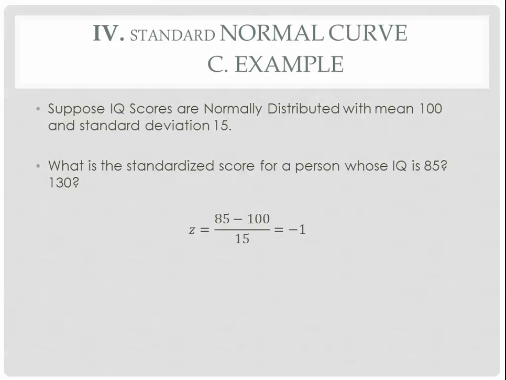We'll do 85 first. We just plug into the formula. And when we do all this arithmetic, we'll end up with a z-score of -1. It's one standard deviation below the mean. We'll do the same thing for 130. We plug it into the formula and we get 2. 130 is 2 standard deviations above the mean. And that's what the z-score is really telling you.